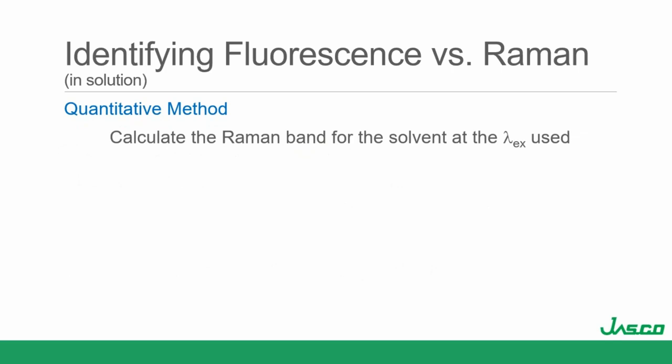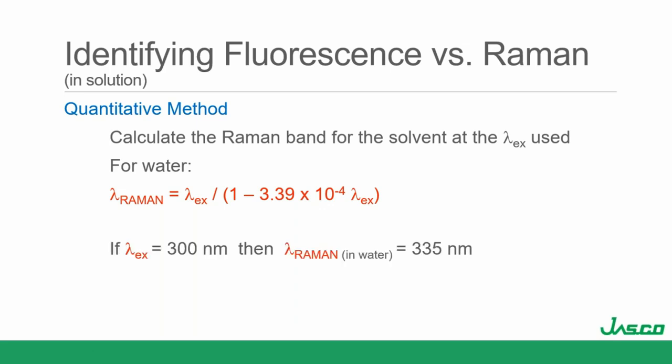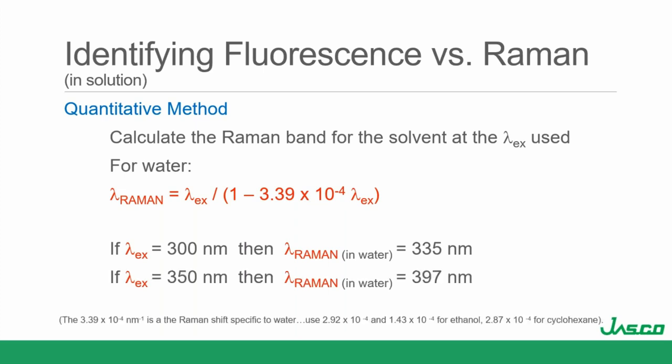Quantitatively, physical chemists love this part, right? We can calculate the Raman band for the solvent at the excitation wavelength used. So for water, it's this equation, and you can use this equation for other solvents by just substituting in the Raman shift constant for that solvent. Let's take a quick look. If we excite at 300 nanometers and plug that into the equation, then the Raman band should show up at 335. If I do this at 350, the Raman band will show up at 397. Great. So now we can know where these are. If you want further confirmation, you can do the quick calculation or look it up online.